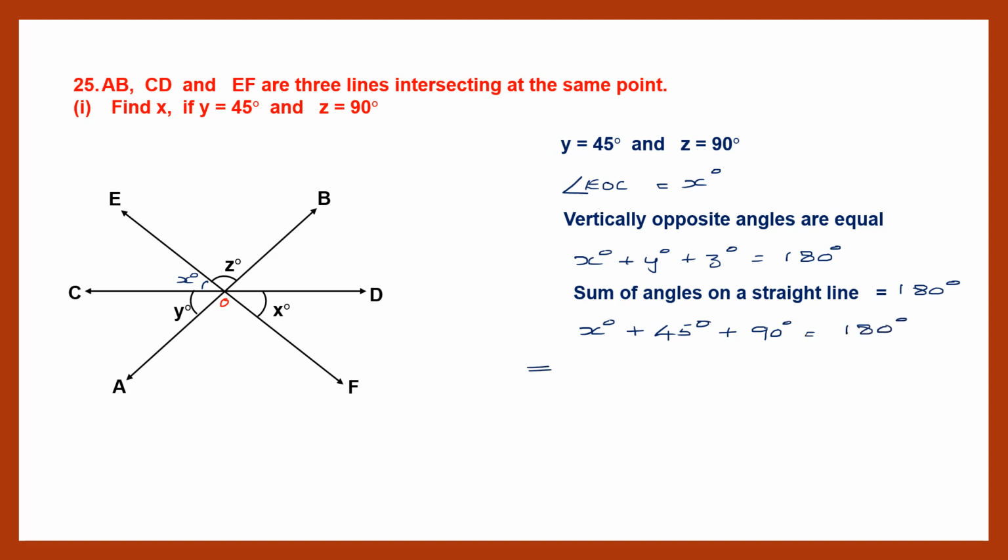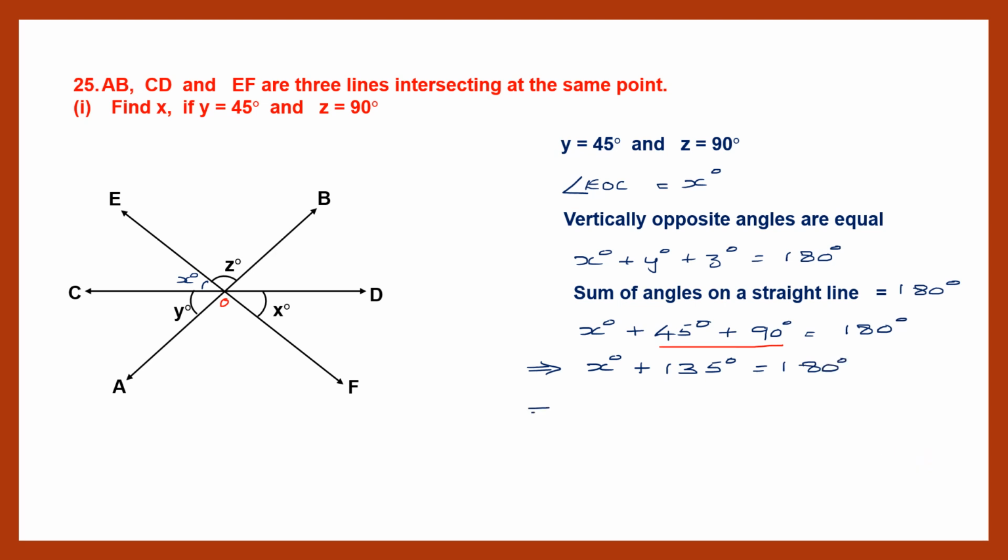So again, this is an equation. We can find the value of x degrees. So first we have to add this up. 90 plus 45. We are adding this up. 9 plus 4 is 13. So that is 135 degrees. So x degrees plus 135 degrees is equal to 180 degrees.